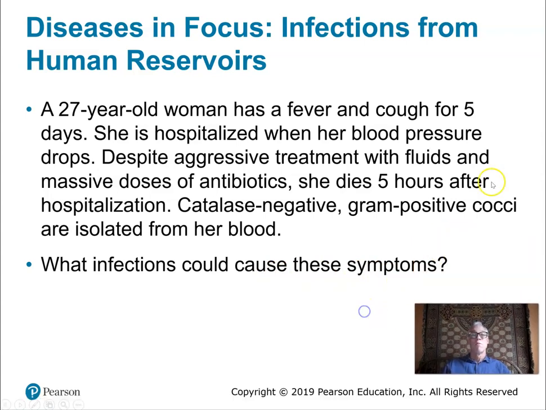So a 27-year-old woman has a fever and a cough for 5 days. She's hospitalized when her blood pressure drops. Despite aggressive treatment with fluids and massive doses of antibiotics, she dies 5 hours after hospitalization. Catalase negative, gram-positive cocci. So we're talking streptococcus, probably Streptococcus pyogenes, probably puerperal fever. Got this woman.